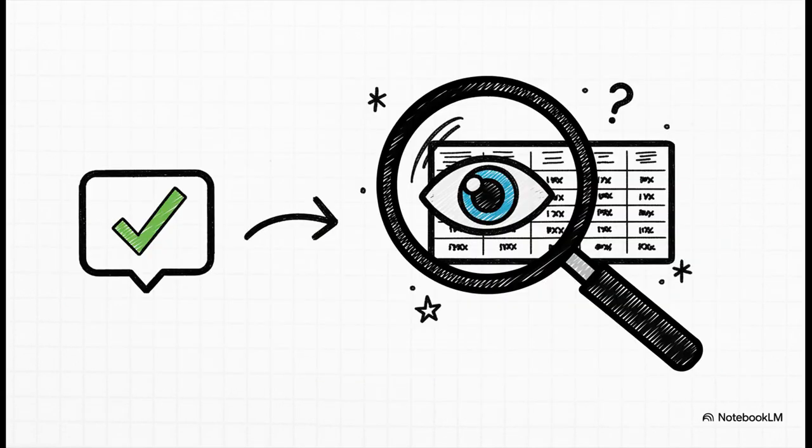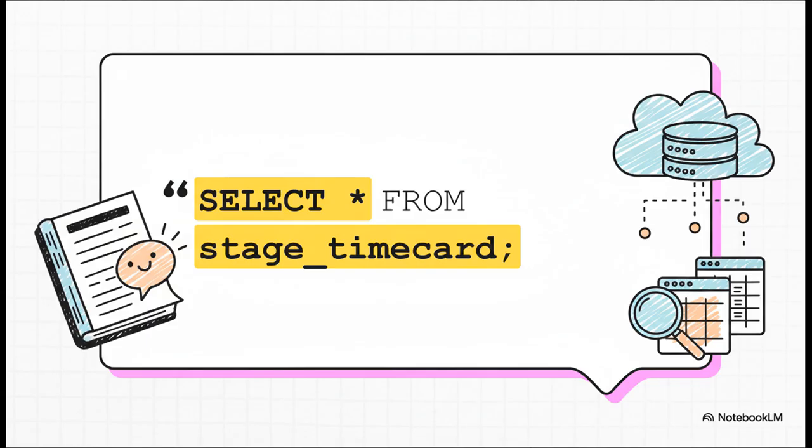That message tells us the process worked, but the real proof, the real moment of satisfaction, comes from actually seeing that data sitting in its new table with our own 2 eyes. Always trust, but verify. And we do that with a super simple SQL query. Just pop open a new worksheet and type select asterisk from stage_timecard. This is pretty much the universal command for, hey database, show me everything in this table.